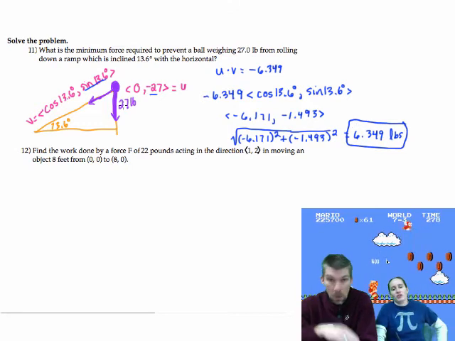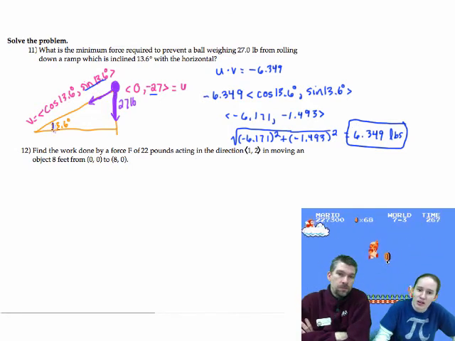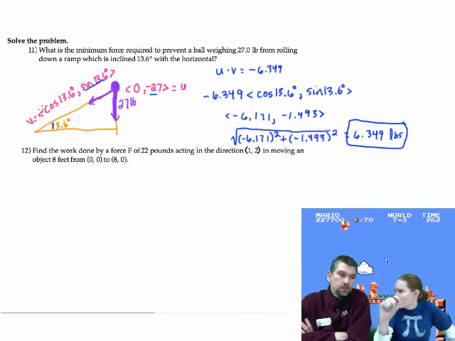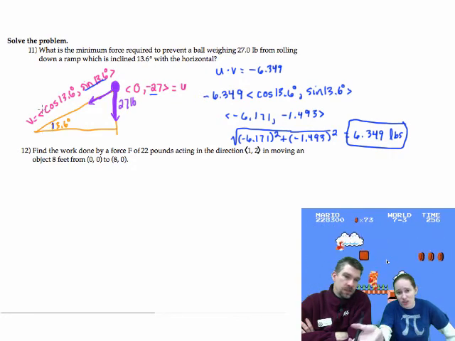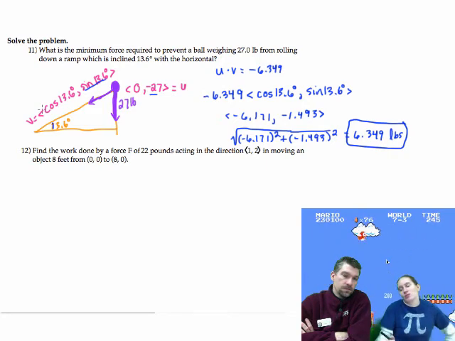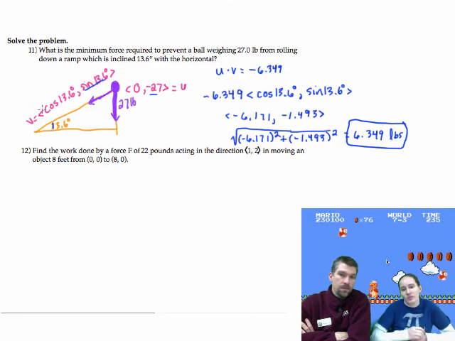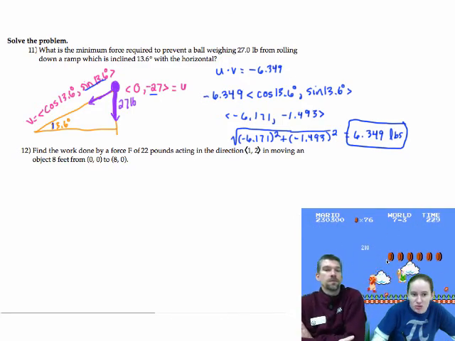6.349 pounds. And if you're thinking about whether or not this makes sense, 13.6 degrees is really not a very big incline. It's not that hard to walk up. So it makes sense that a very small part of that 27 pounds is actually going to be trying to roll down the hill.